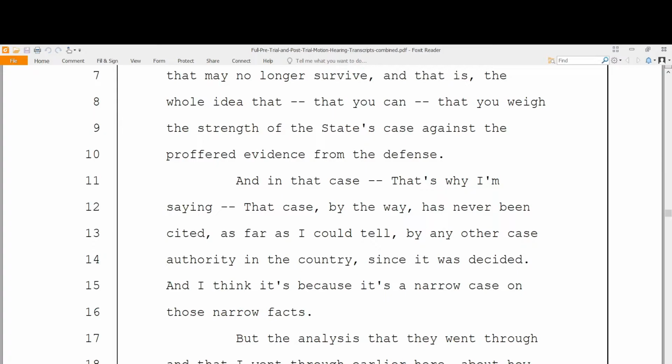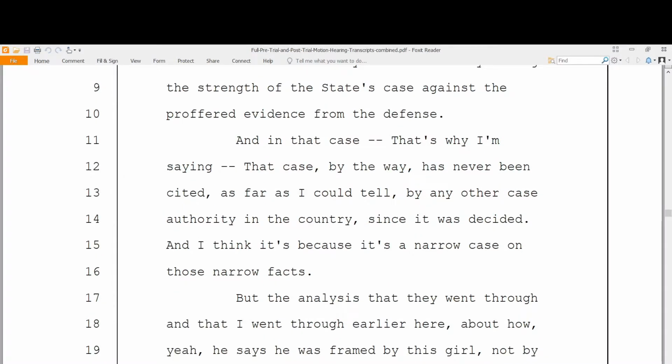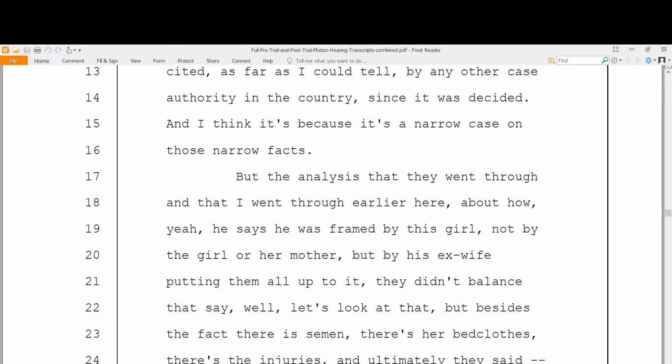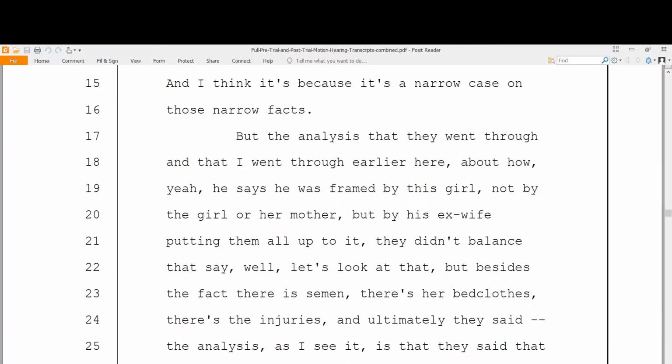And in that case, by the way, that case has never been cited, as far as I could tell, by any other case authority in the country since it was decided. And I think it's because it's a narrow case on these narrow facts. But the analysis that they went through, and that I went through earlier, is that he says he was framed by this girl, not by the girl or her mother, but by his ex-wife, putting them all up to it. They didn't balance that and say, well, let's look at that.